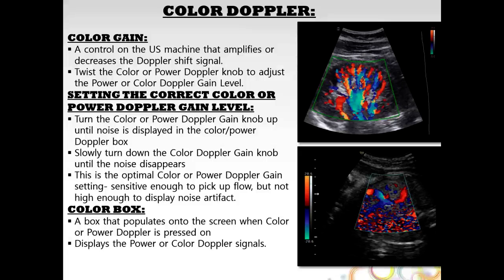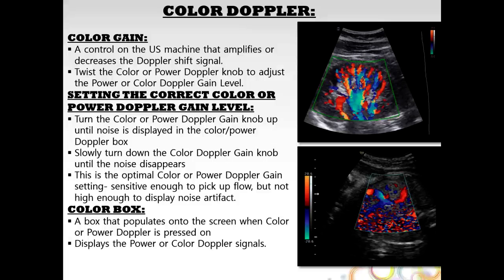An important part of our color Doppler control is the color gain control. So just like our grayscale controls, gain that can make the whole image brighter or darker, color gain works on the same principle. It can make the entire image have more color signals or less color signals. And this amplifies the Doppler shift signals or decreases the Doppler shift signals. So when we turn up our color gain, we're allowing more Doppler shift signal to come onto our picture, and when we decrease our color gain, just the opposite occurs.